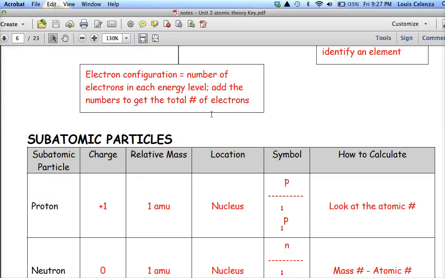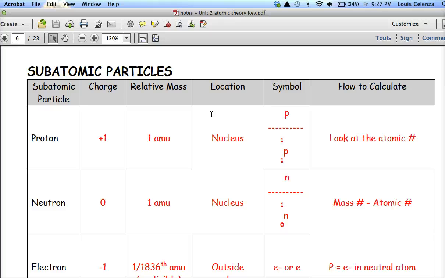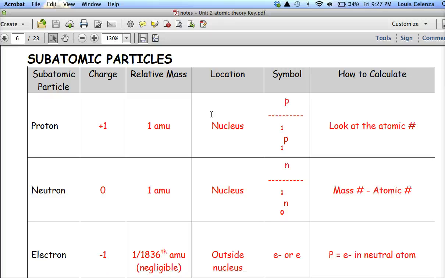All right, so let's take a look at this chart down here. This is something that you should memorize. You should be familiar with the three subatomic particles. A subatomic particle is simply a particle that's found in an atom. There are three particles that are found in the atom. There are more, but in chemistry we only talk about three: the proton, neutron, and the electron. The proton and the neutron, again, are called nucleons because they're found in the nucleus.